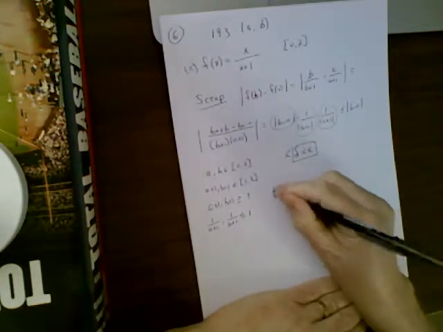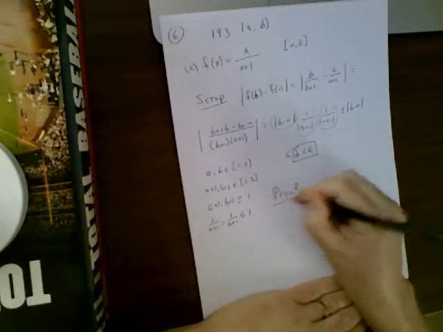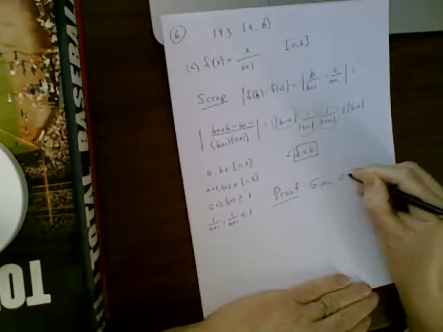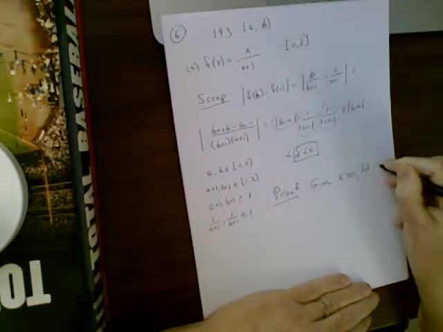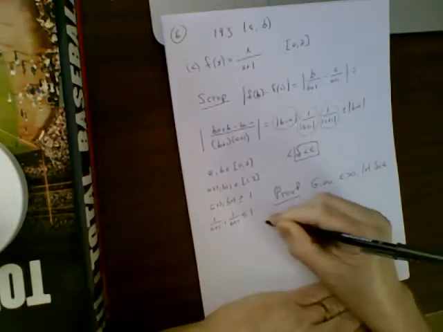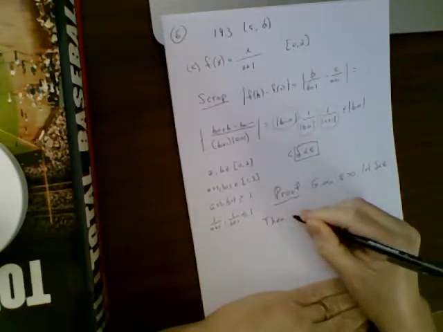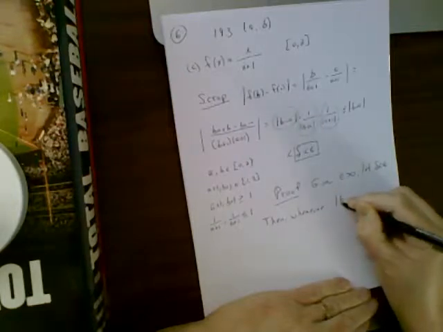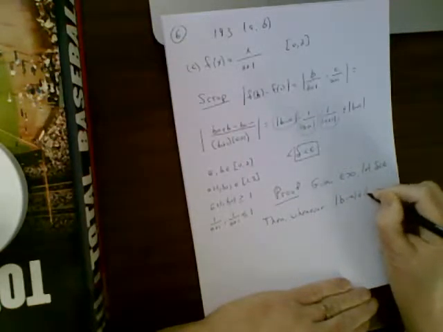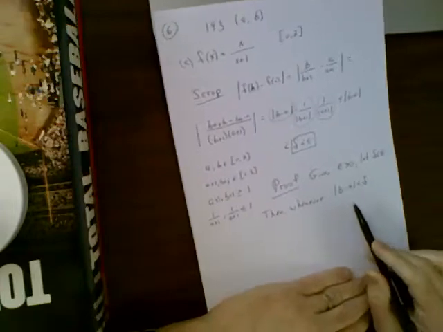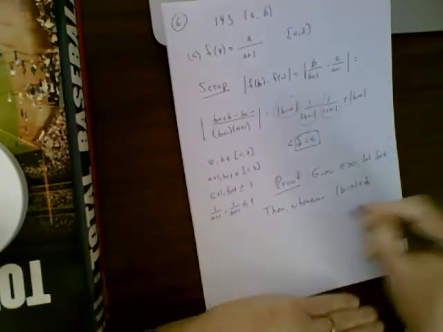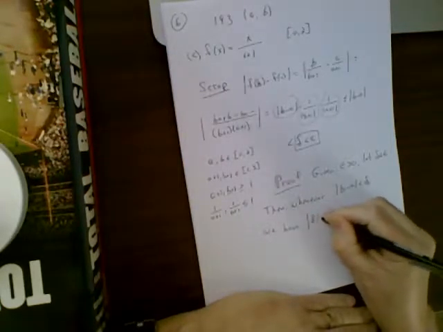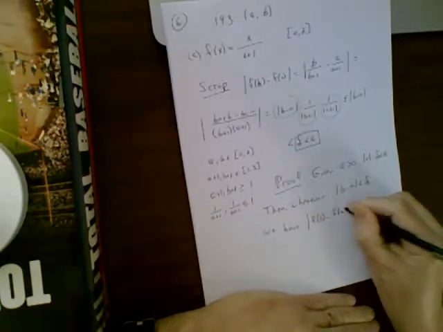So here's the proof. Given epsilon greater than 0, let delta be less than epsilon. Then, whenever the absolute value of b minus a is less than delta, in other words, as long as we plug in 2 points that are close to each other, we have that the absolute value of f of b minus f of a is less than epsilon.